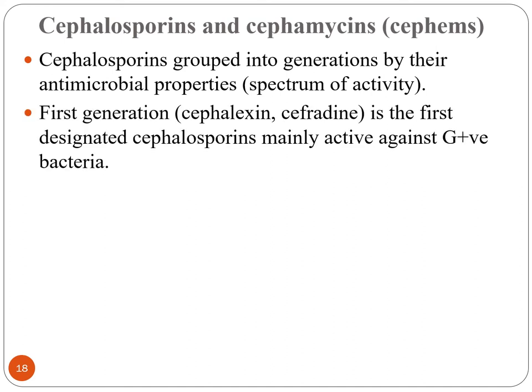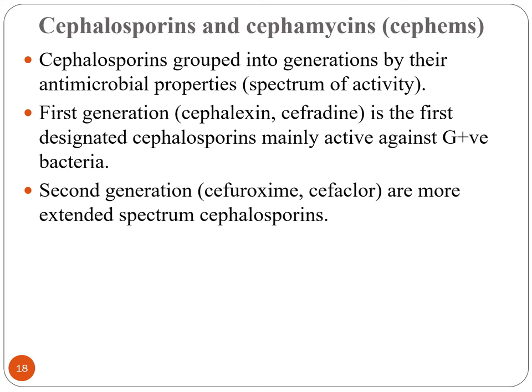First generation cephalosporins, such as cephalexin and cefradine, are the first designed cephalosporins. They are mainly active against gram-positive bacteria. A different generation of cephalosporin is defined mainly according to the spectrum of activity. We find that the first generation are mainly active against gram-positive bacteria, while the second generation cephalosporins, such as cefuroxime, famous with the brand name Zinnat, or cefaclor, are more extended spectrum cephalosporins. They have activity against gram positive and also activity against gram negative bacteria.